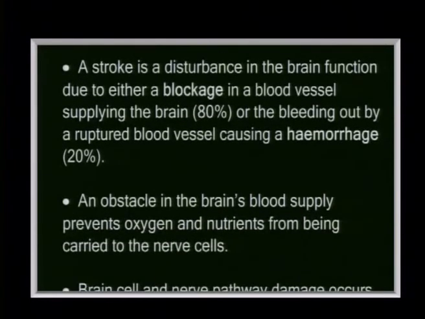Okay, strokes. A stroke is the disturbance in the brain function due to either a blockage in a blood vessel supplying the brain, that's about 80% of the time, or a bleeding out of a ruptured blood vessel causing a hemorrhage. Okay, so 80% of the time it's a blockage and 20% of the time it's a hemorrhage. But you've got to remember that there isn't a lot of space in the brain. All right, you've got the brain tissue, you have 3 membranes with a little bit of cerebrospinal fluid to protect and act as a shock absorber, and then you have the skull. So there isn't a lot of a place there.